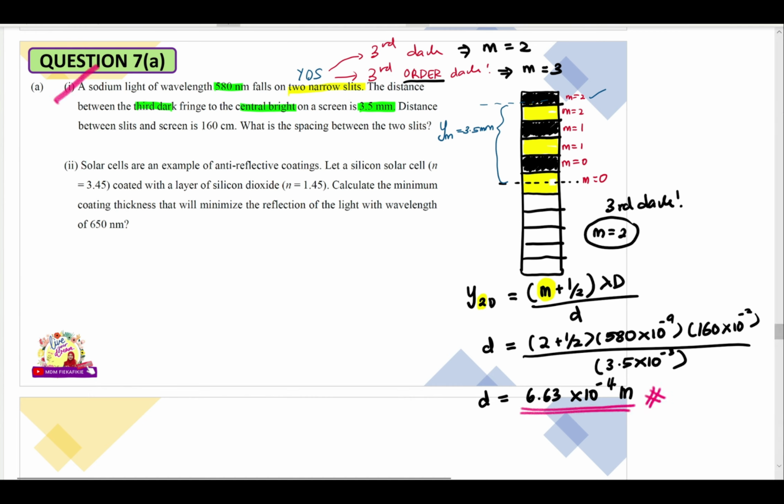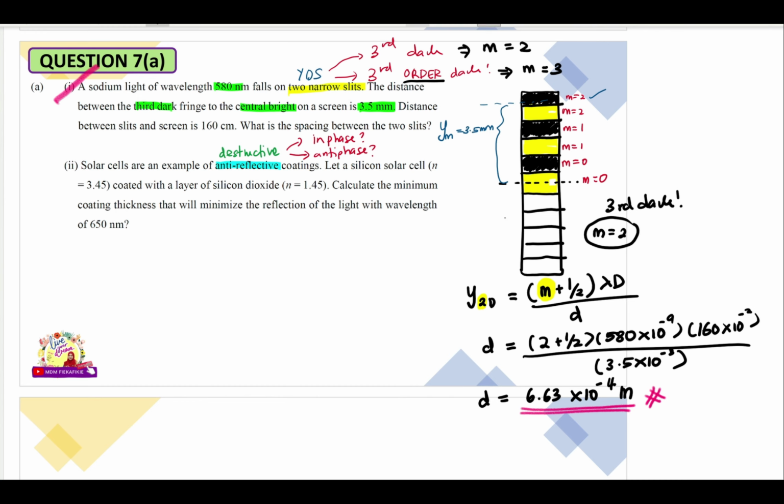And then for question A2, okay, so this is the thin film. Okay, so here solar cells are an example of anti-reflective coating. So perkataan ini adalah hint. Kita tahu kita mesti refer kepada equation destructive. Okay, tapi kita nak guna destructive in phase ataupun destructive anti-phase. This time, kita nak tentukan in phase dengan anti-phase. You kena refer kepada refractive index of the layer and the material.